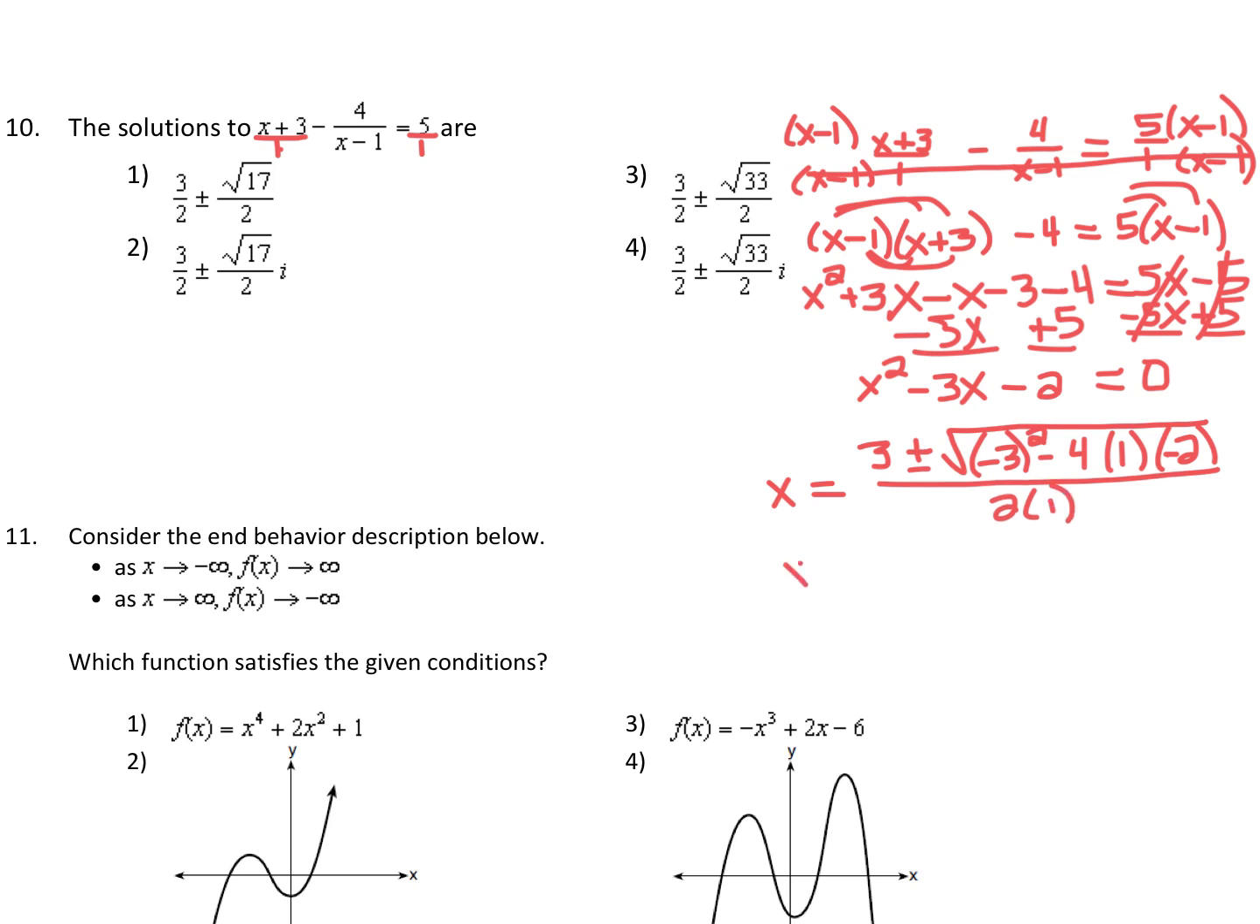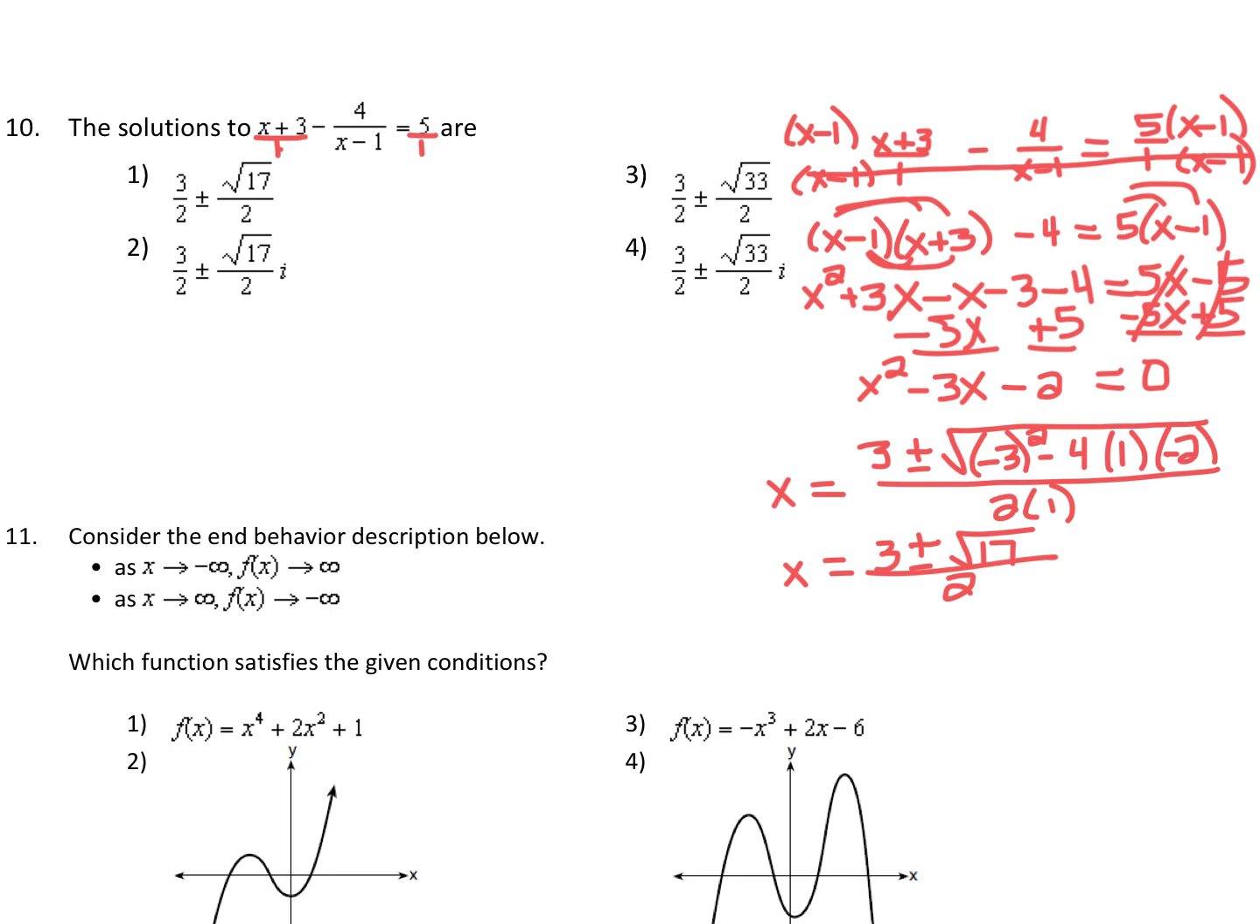All right, so that leaves us with x equals 3 plus and minus the square root of 9, and then a negative times negative is a positive, so plus 8. 9 plus 8 is 17 over 2.